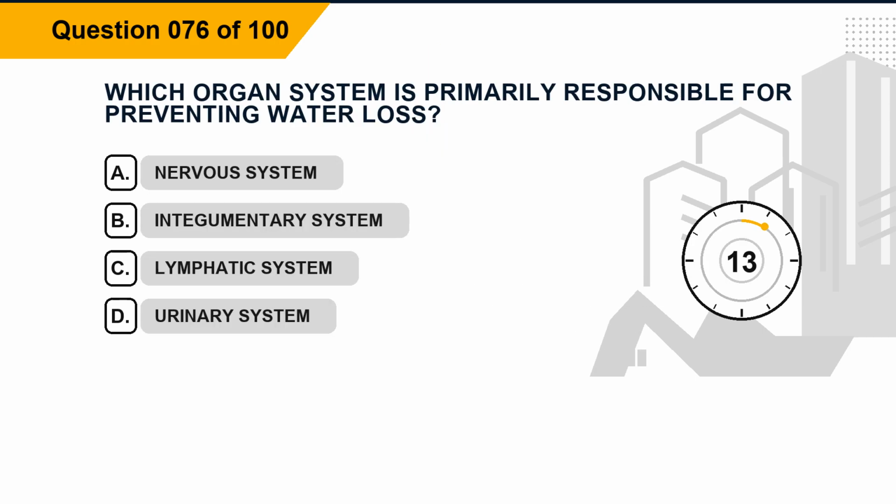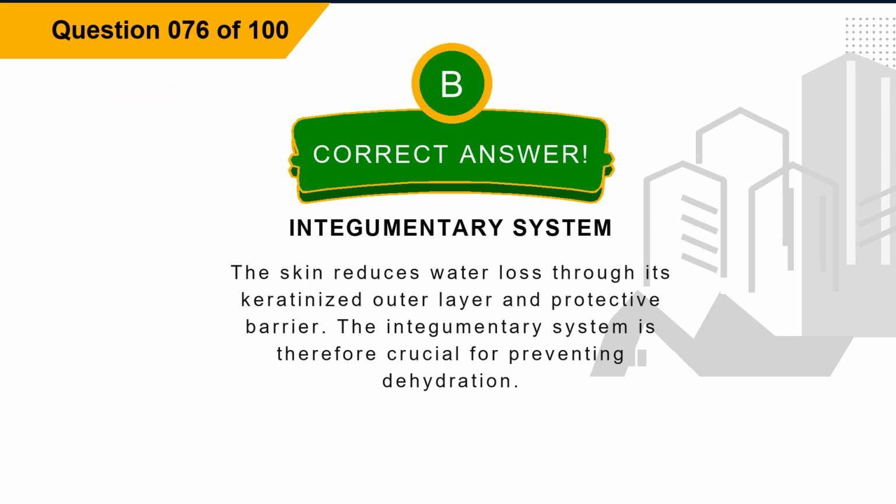Question 76. Which organ system is primarily responsible for preventing water loss? Option A, nervous system. Option B, integumentary system. Option C, lymphatic system. Option D, urinary system. The correct answer is option B, integumentary system. Explanation. The skin reduces water loss through its keratinized outer layer and protective barrier. The integumentary system is therefore crucial for preventing dehydration.